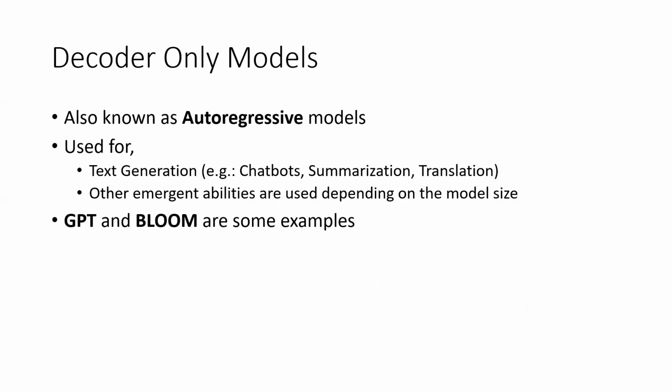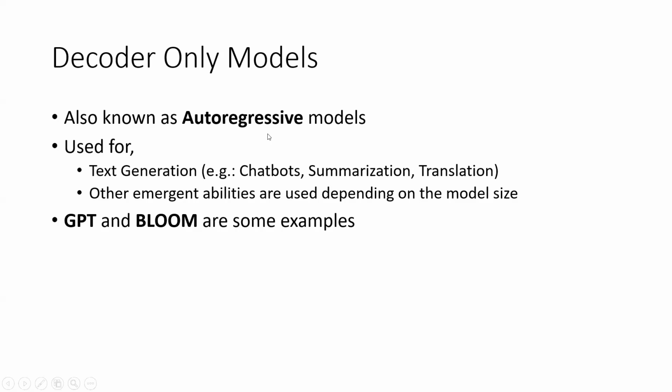These decoder-only models are also known as autoregressive models because they are predicting the next token in a sequence. So these autoregressive models can be used for text generation. You can generate words one by one, like ChatGPT, right? You have seen chatbots, text summarization, translation. In all these cases, you have to generate new words one by one. So these autoregressive models are good at it.